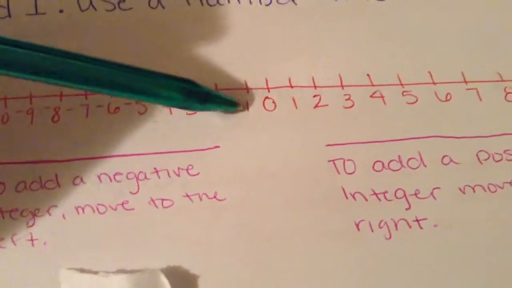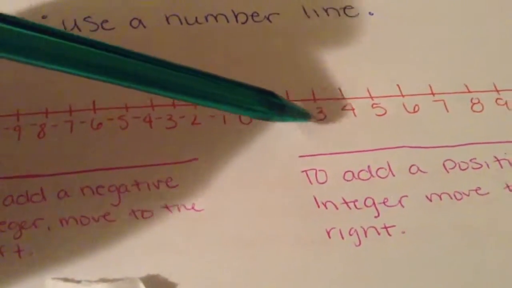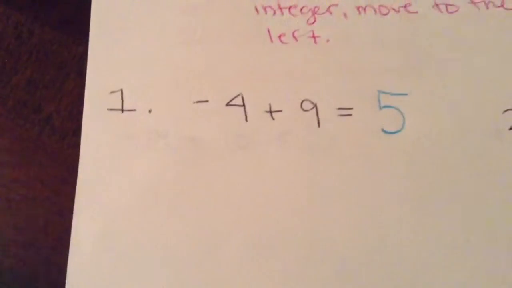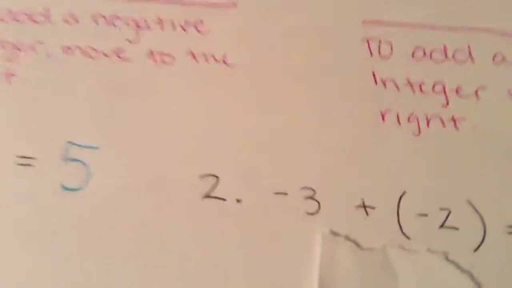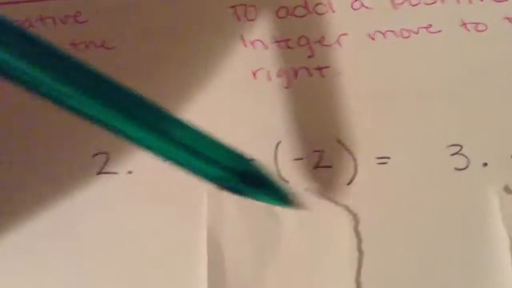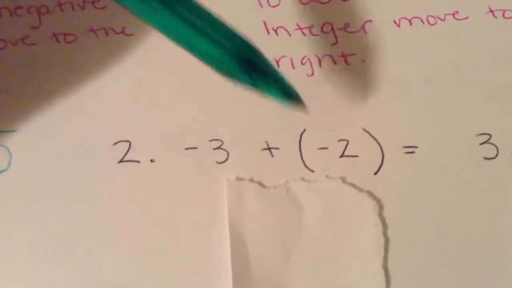1, 2, 3, 4, 5, 6, 7, 8, 9. So we landed on a positive 5. So negative 4 plus 9 is a positive 5. Our next one is a negative 3 plus a negative 2. I have our 2 in parentheses just so not to confuse us with our signs.